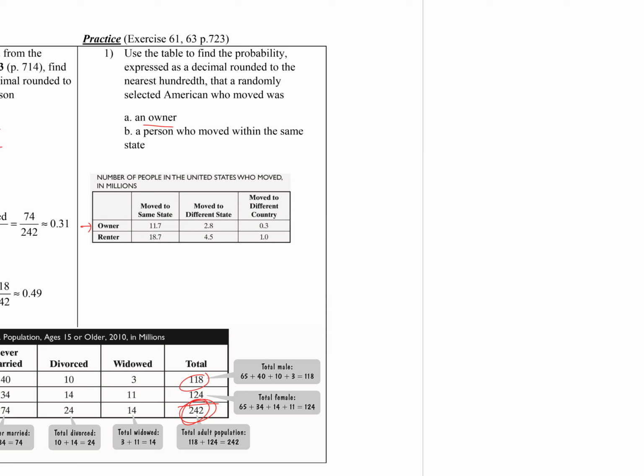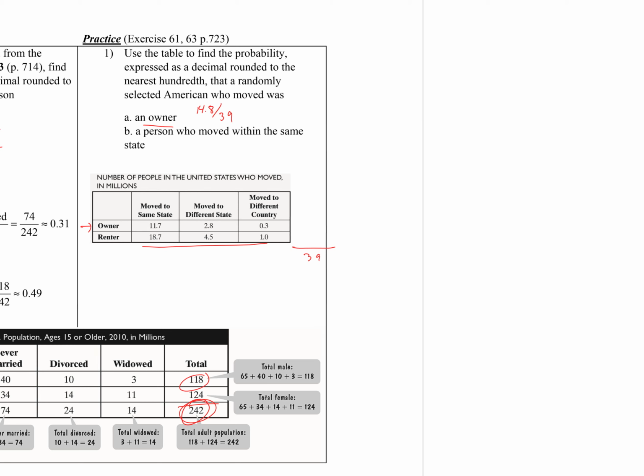Let me just put in my calculator. 11.7 plus 2.8 plus 0.3. So I got a total of 14.8 owners. Let me put the plus 18.7 plus 4.5 plus 1. And there's a grand total of 39. I added 14.8 plus all of these, and it gave me 39. So my answer would be 14.8 out of 39. Okay, so that's all I care about. I don't really care about the renters.